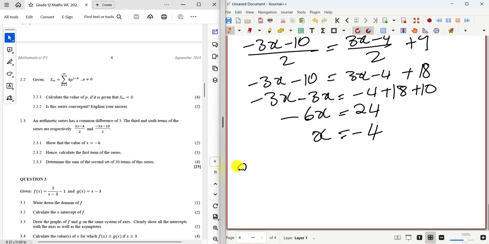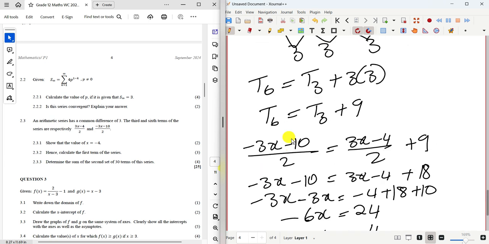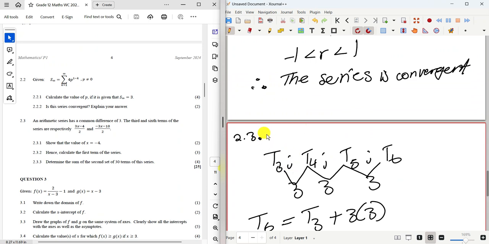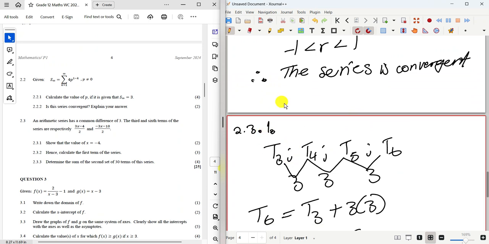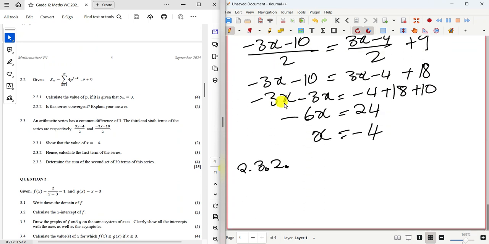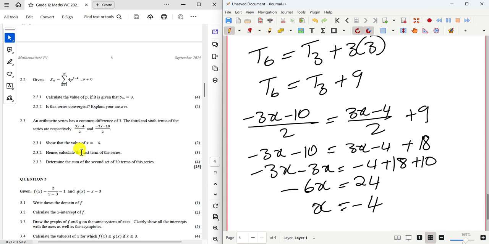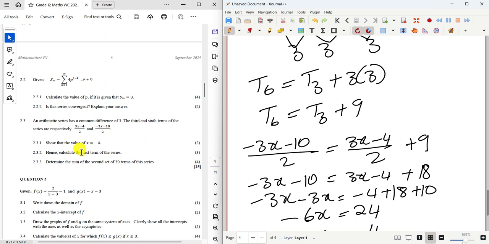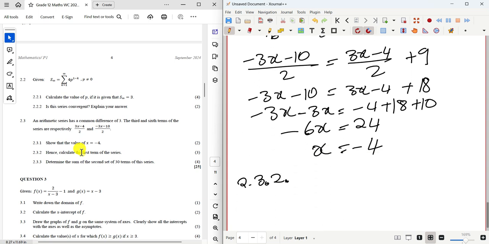Right, now 2.3.2. This was 2.3.1, by the way. 2.3.2: Hence, calculate the first term of the series. Ooh, this is very interesting. I want you guys to remember something. So now they want you to calculate the first term of the series. I want to show you something here.